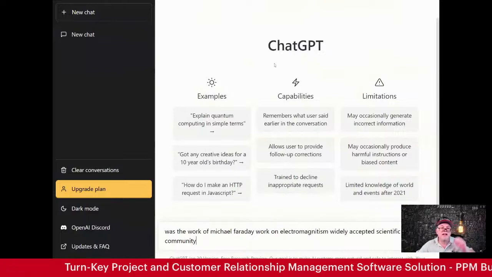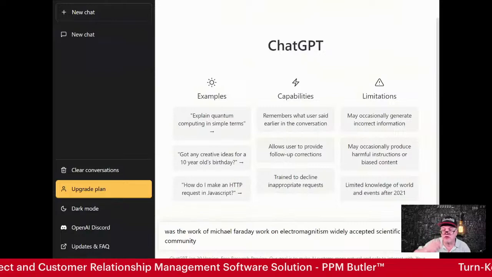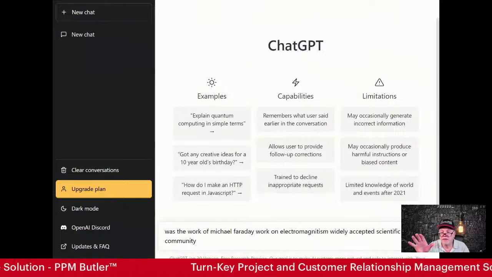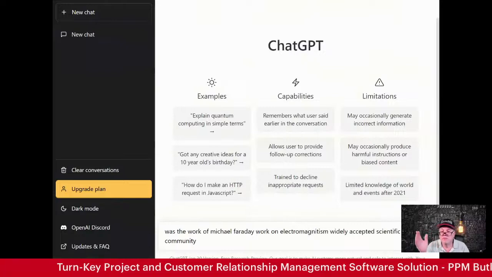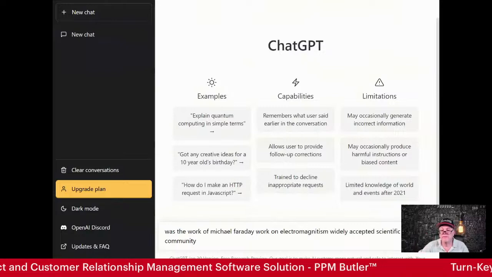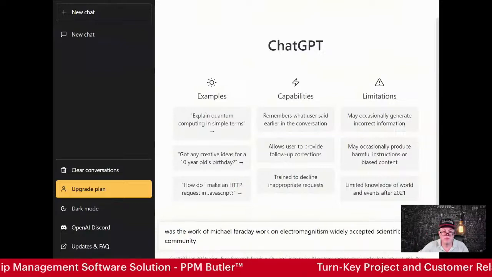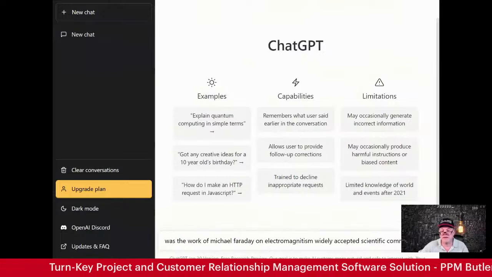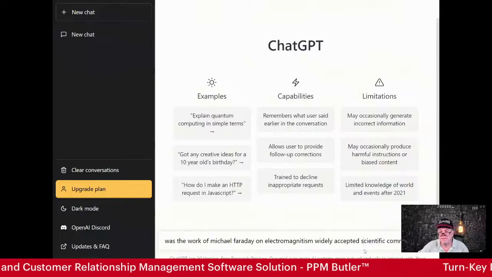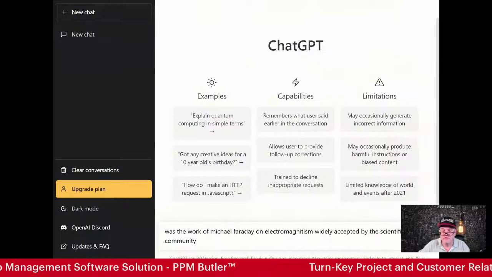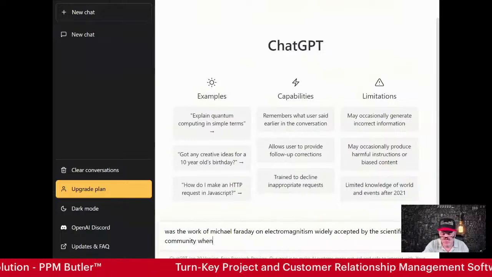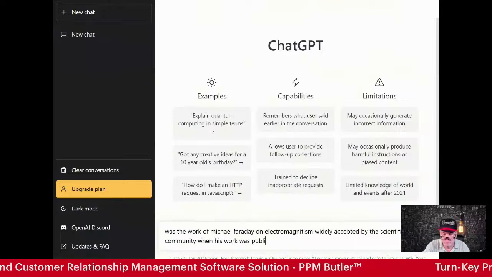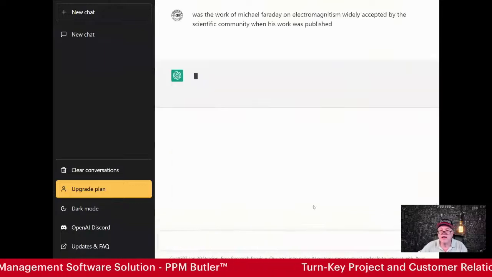Let's not say anything, Michael, let's kind of test her. Let's not say anything about the year and help them out. Let's see if we ask her, was Michael Faraday's work accepted? Okay, and see what we get. So was the work of Michael Faraday on electrical magnetism widely accepted by the scientific community when his work was published? Okay, let's see what we get for that.